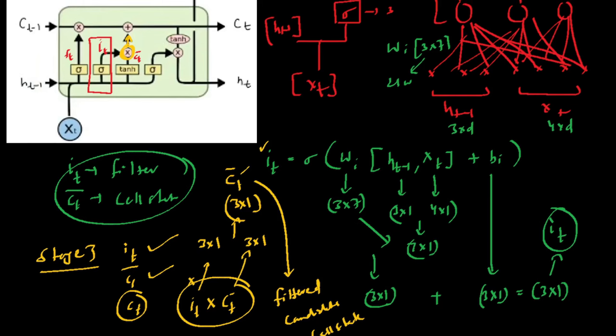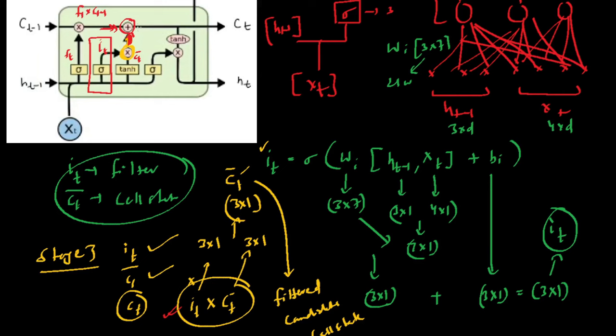And finally, this part, I'm talking about this part, okay? This part and this part, we have a plus operation. So what is this part? This part is nothing but IT multiplied with CT bar, right? This part. And what is this part? This part is FT multiplied with CT-1.